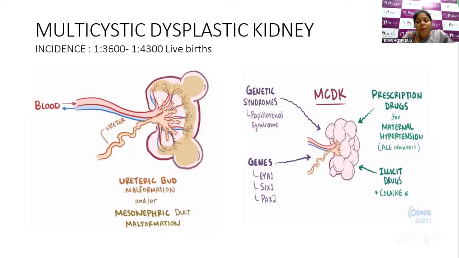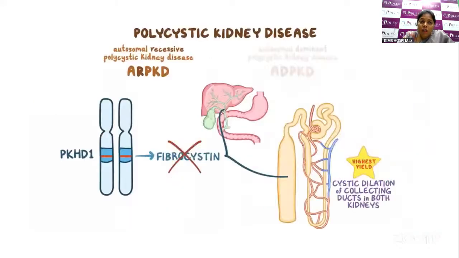works very well. But we have to rule out any underlying vesicoureteric reflux in the healthy kidney, and check how the healthy kidney is growing. There is also a risk of development of Wilms tumor in MCDK kidneys that we have to follow up and monitor. So coming to the polycystic kidney diseases, we have autosomal recessive polycystic kidney disease, that is ARPKD.